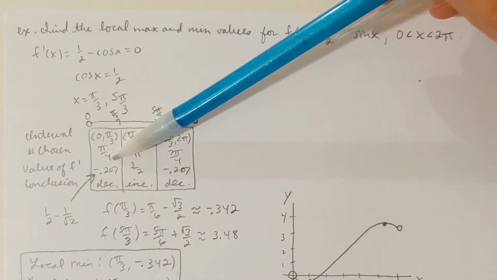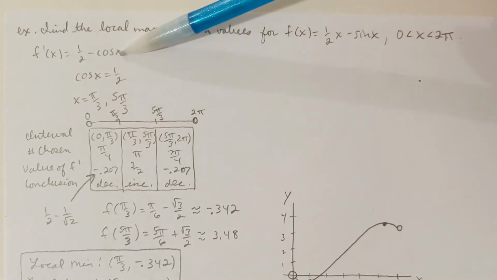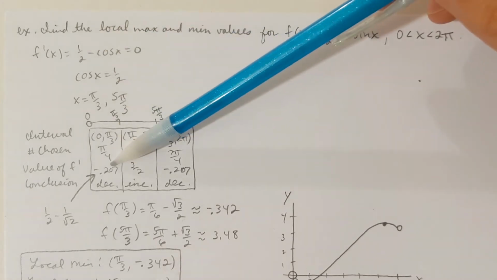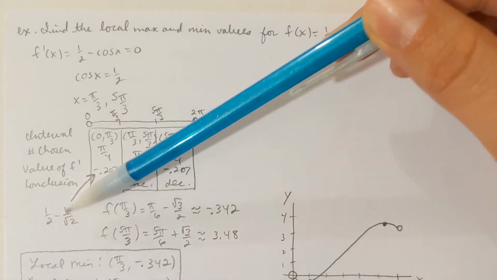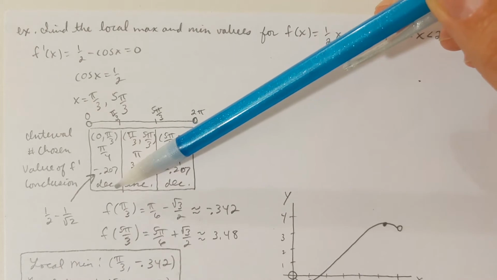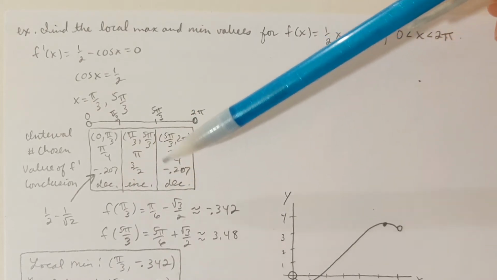And if I plug pi over 4 into the derivative, cosine pi over 4 would be 1 over root 2. Okay, 1 over root 2 would be roughly about 0.707 if you were to look at the decimal form. So I'm looking at 0.5 minus 0.707, that's negative 0.207, and here'd be the exact form, of course. The fact that that's a negative means that I'll be decreasing on that part of the graph.